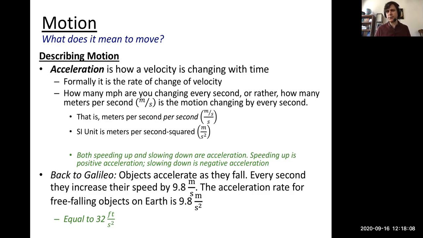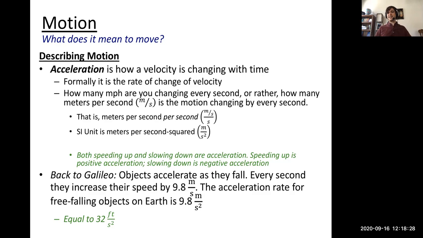I also just want to note, just so you're in the world of physics, speeding up and slowing down are both acceleration. Speeding up is a positive acceleration while slowing down is a negative acceleration, but both are an acceleration. It is just a change in your velocity with time, a change in your motion with time.